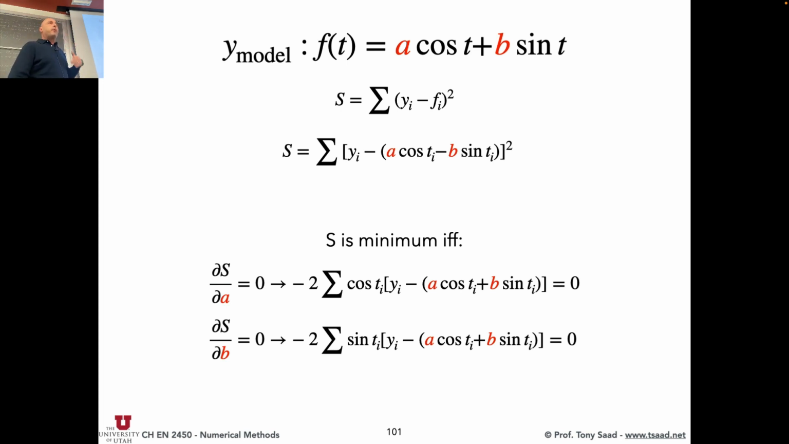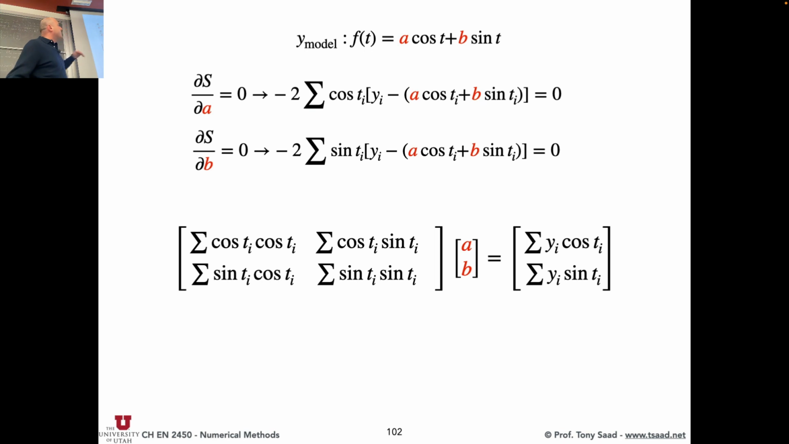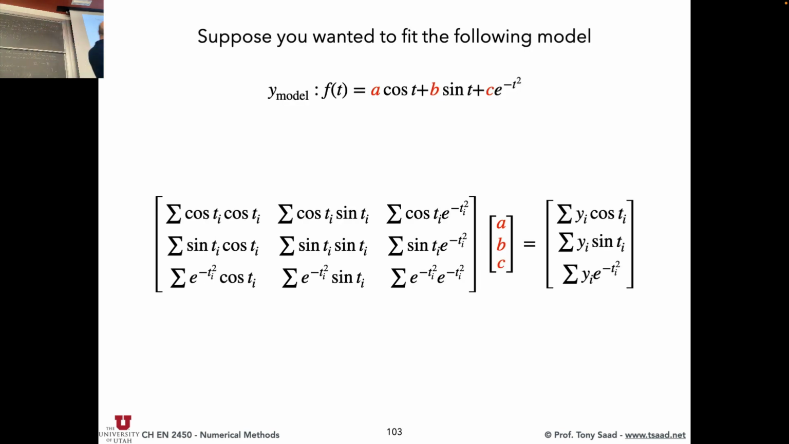And I remember everyone was getting frustrated with this. I hope you still remember that. You might still have it in your notes. And then we deduced the system of the normal equations, the system of equations that governs the parameters a and b. And then we said, okay, let's say you have another model, a cosine t plus b sine t plus c e to the minus t squared. Then again, you go ahead and write the sum of the squares and differentiate, and it gets really tedious and annoying.